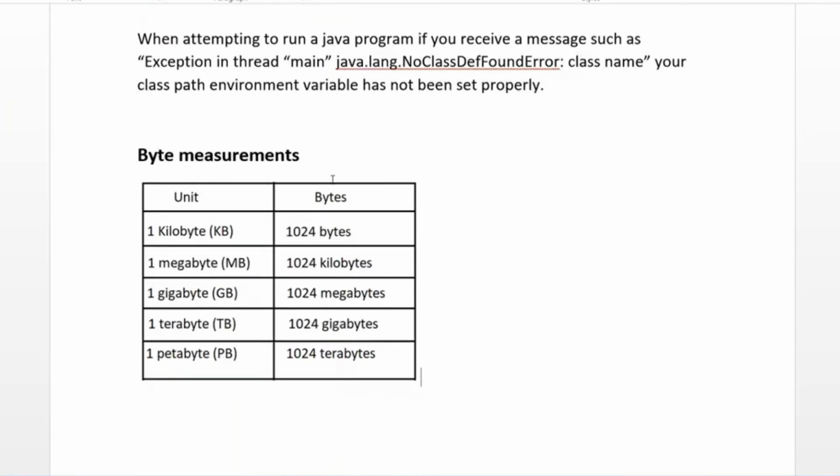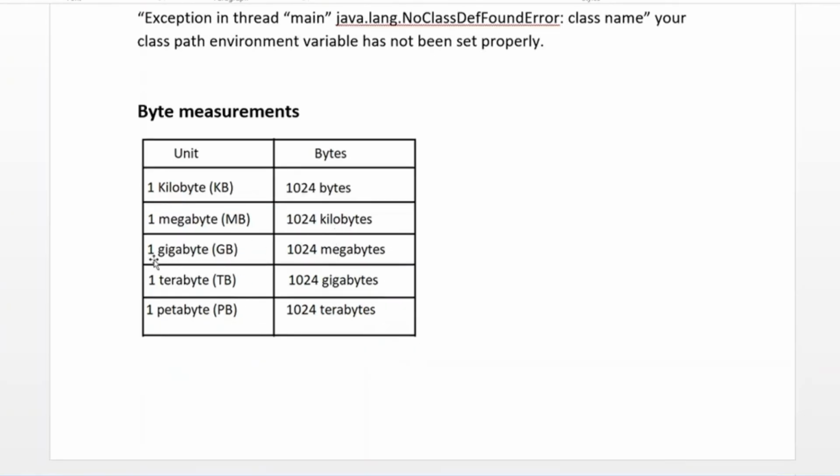Byte measurements. In 1 kilobyte, KB, there are 1024 bytes. In 1 megabyte, MB, there are 1024 kilobytes. In 1 gigabyte, GB, 1024 megabytes. In 1 terabyte, TB, 1024 gigabytes. In 1 petabyte, PB, 1024 terabytes. We are going to study byte measurements because when we study data types, byte measurements are required.